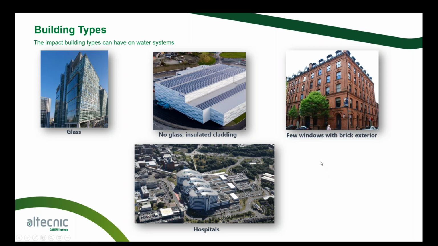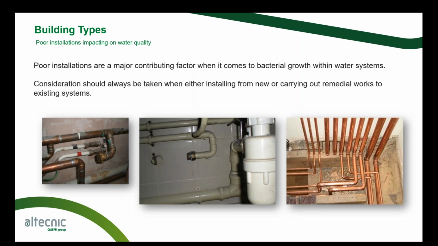So every single building is different. Every single building works in a different way, and those different ways can have different impacts on the way the water systems behave, whether it be heating or cooling or hot or cold water supplies. There are differences in the way that it works. Poor insulation can have a massive impact on the water quality. Poor installations are a major contributing factor when it comes to bacterial growth within water systems. Consideration should always be taken when either installing from new or carrying out remedial works to existing systems.